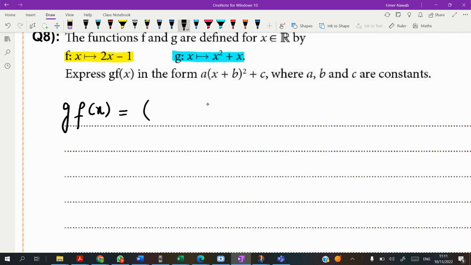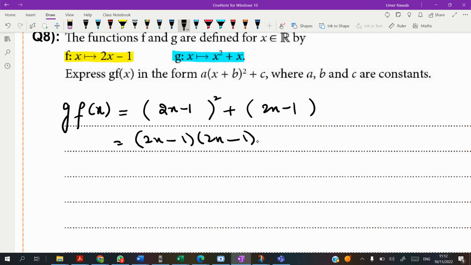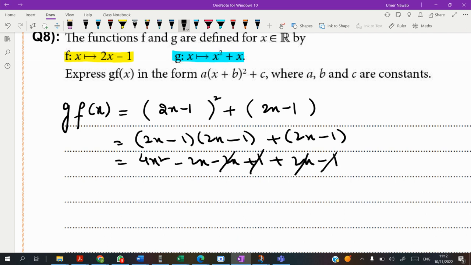So in the place of x, you need to leave the brackets open and close here, plus open and close the bracket. In the place of x, you need to write f of x. What is f of x equal to? That is 2x minus 1 and 2x minus 1. Multiply them: 4x squared minus 2x plus 1, plus 2x minus 1. Minus 2x plus 2x cancel, plus 1 minus 1 cancel. So I get 4x squared minus 2x.